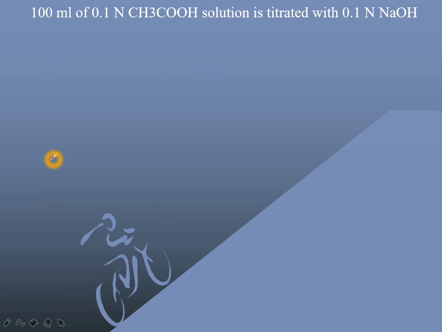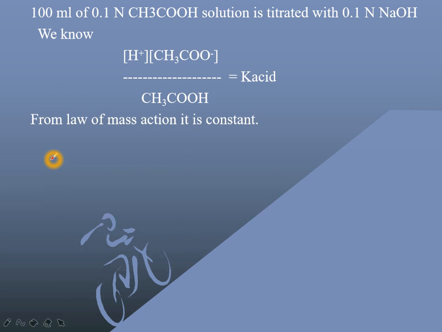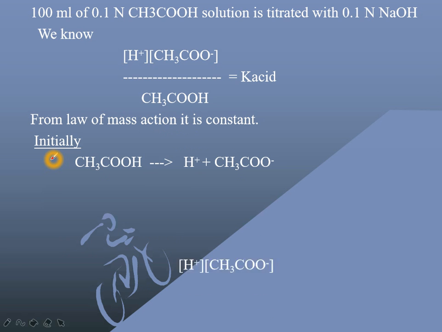Now, if we take 100 ml of 0.1 normal acetic acid solution titrated with 0.1 normal sodium hydroxide, we know according to the law of mass action that K acid is equal to the concentration of H+ times the concentration of CH3COO- divided by the concentration of CH3COOH, which is a constant. Initially CH3COOH gives H+ plus CH3COO-, and by the addition of NaOH, CH3COOH will be ionized to give H+ and CH3COO-.